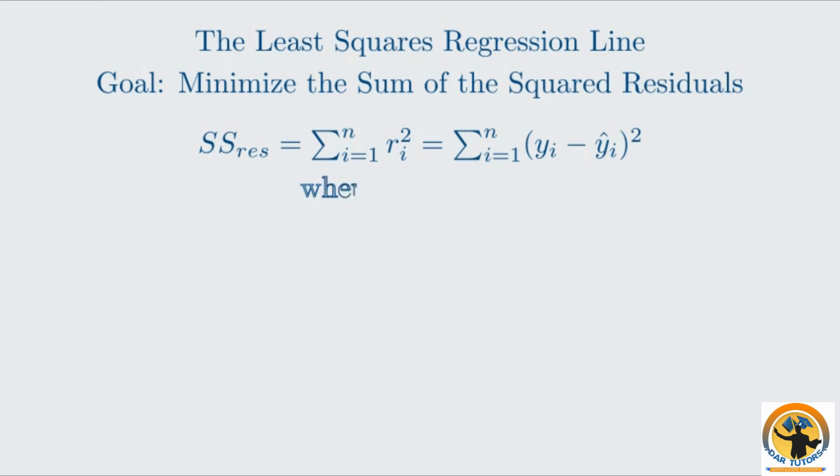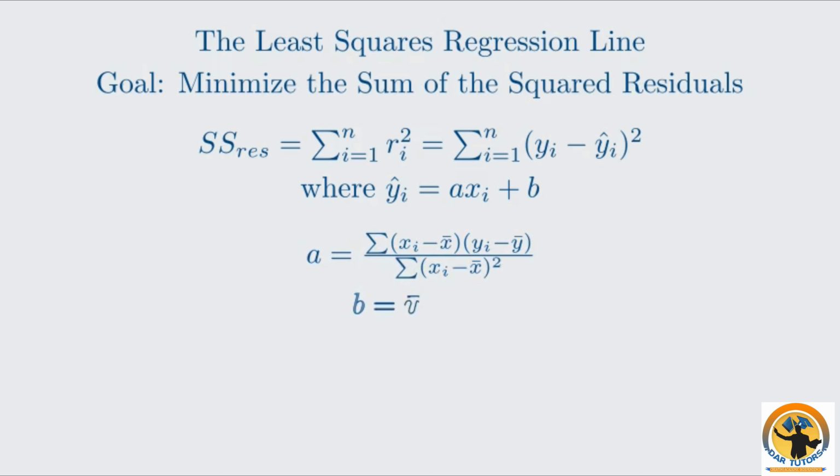Since the predicted value y hat i is a x_i plus b, we are trying to find the values of a and b that make this sum as small as possible. Minimizing this quadratic expression for SS-res with respect to a and b gives us the formulas for the coefficients of the least squares regression line. The slope a is given by this first formula, and the y-intercept b is given by the second, which involves the means of x and y. You are not required to memorize or derive these for the exam. Instead, you will use your graphics calculator or a statistics package to find a and b.